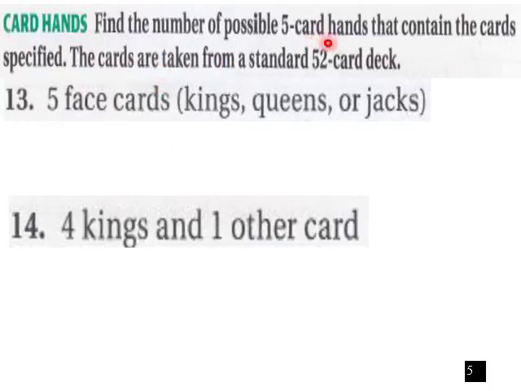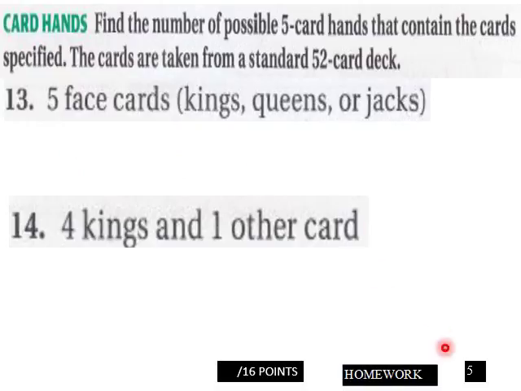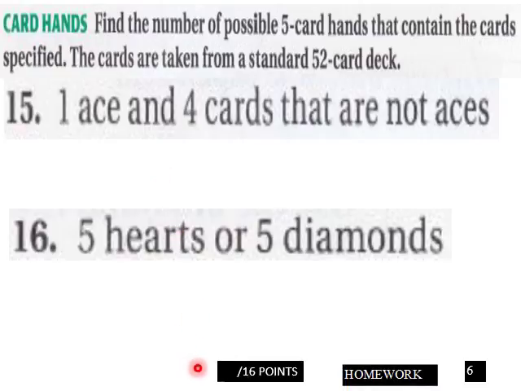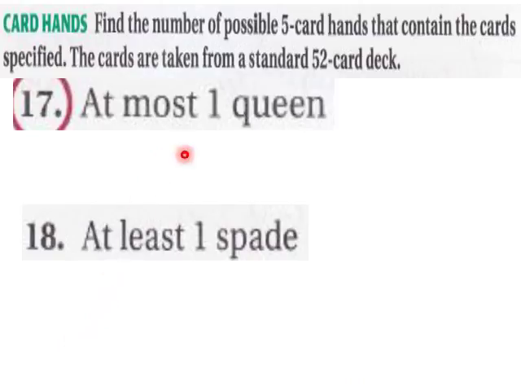Find a number of possible 5 card hands that contain the cards specified. The cards are taken from a standard 52 card deck. So figure that one out. Page 5 on your homework. 4 kings and 1 other card. And then card hands, same thing here. 52 card deck. Page 6 on your homework. 16 points.